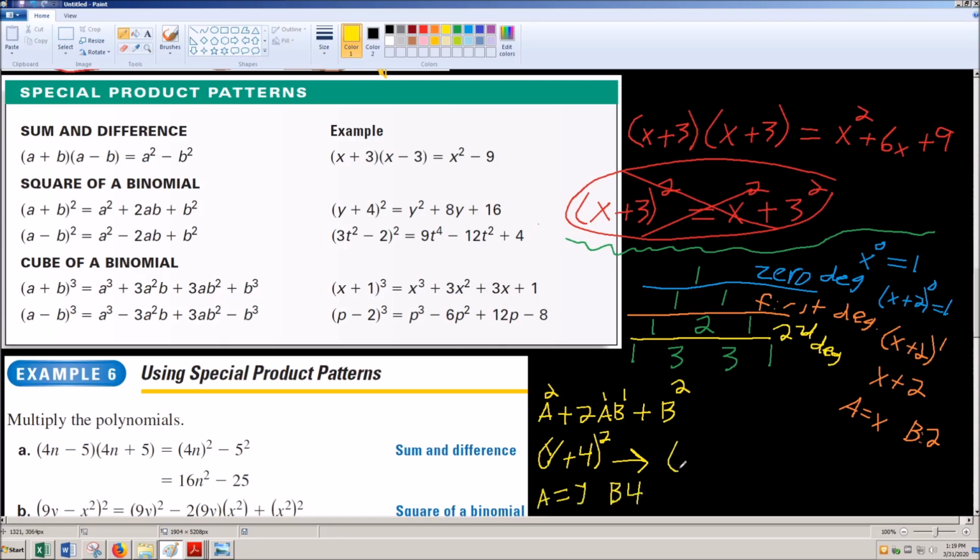This turns into y squared plus 2, here I have my a value, which is y, my b value, which is 4, and I'm going to say plus my b value, which is 4, squared. So what does this simplify to? It simplifies to being y squared plus 8y plus 16. Oh my goodness. It's the same thing that we got up here when we did it. So we can use Pascal's triangle to start developing what these things will be.